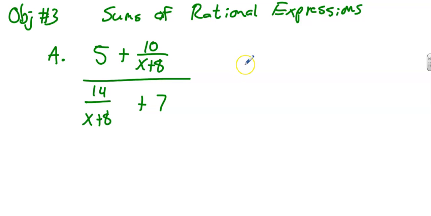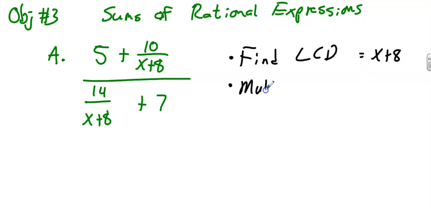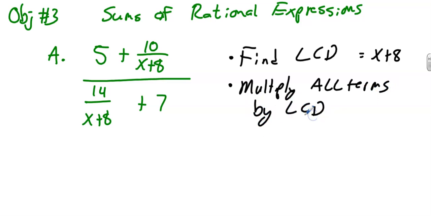Figure out what your least common denominator is first. Which for these shouldn't be too bad, right? Because you've got x plus 8 in this denominator, you've got x plus 8 in this denominator. So for this one, that's going to be x plus 8. And then for me, here's the part I kind of like to do with this one. I'm going to multiply all the terms by the LCD. And then once you do that, then you just factor and cancel.